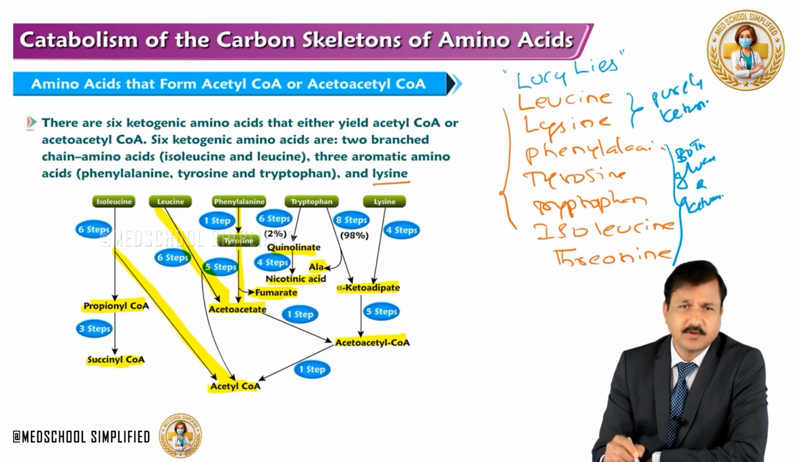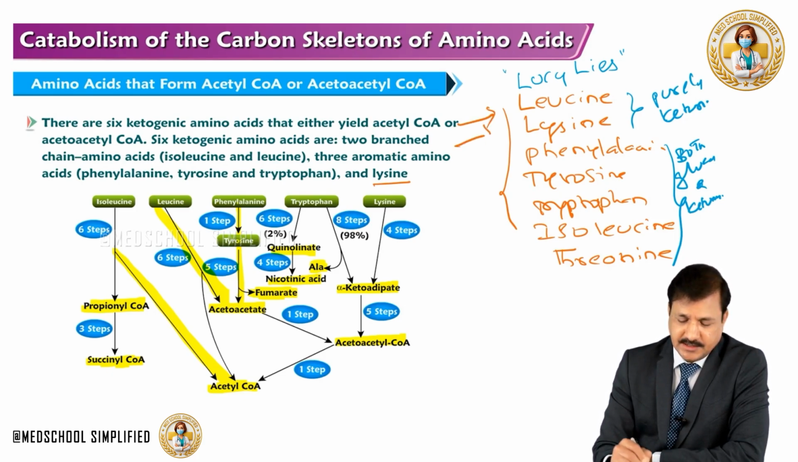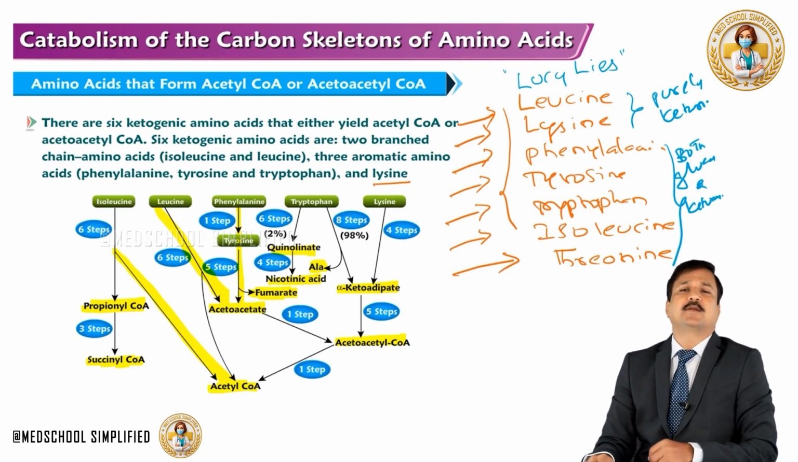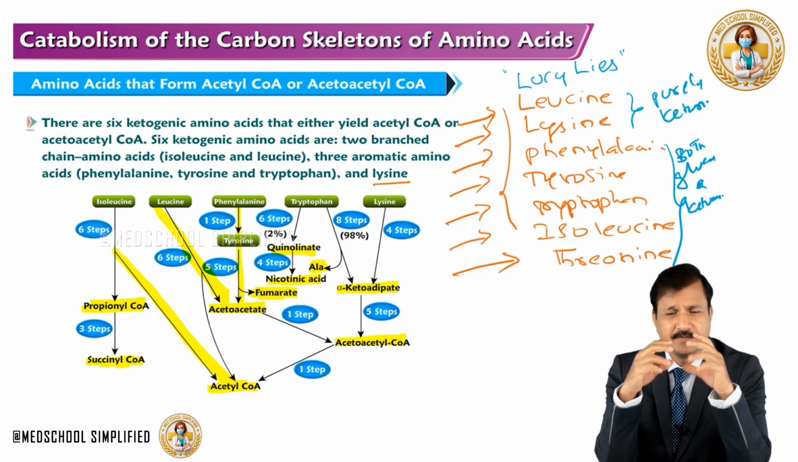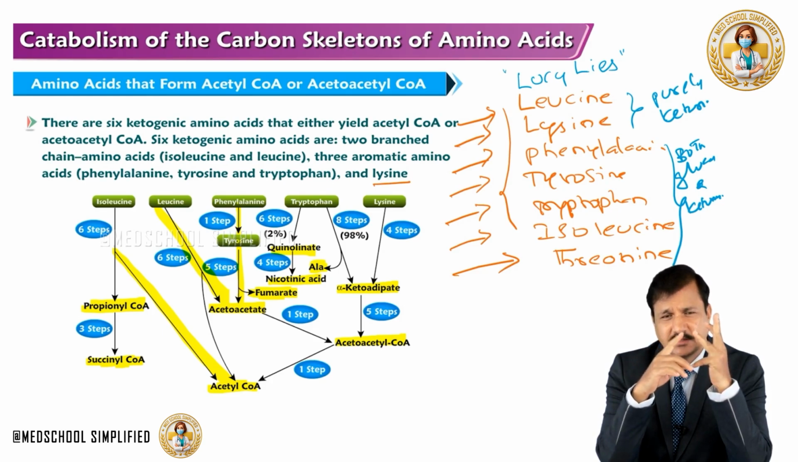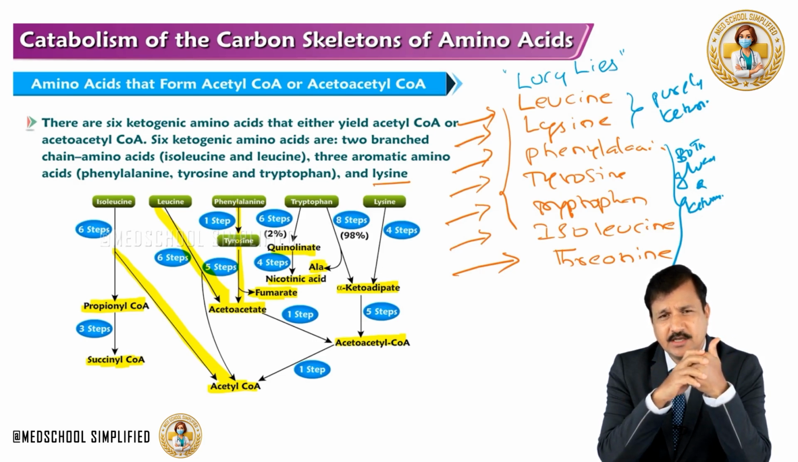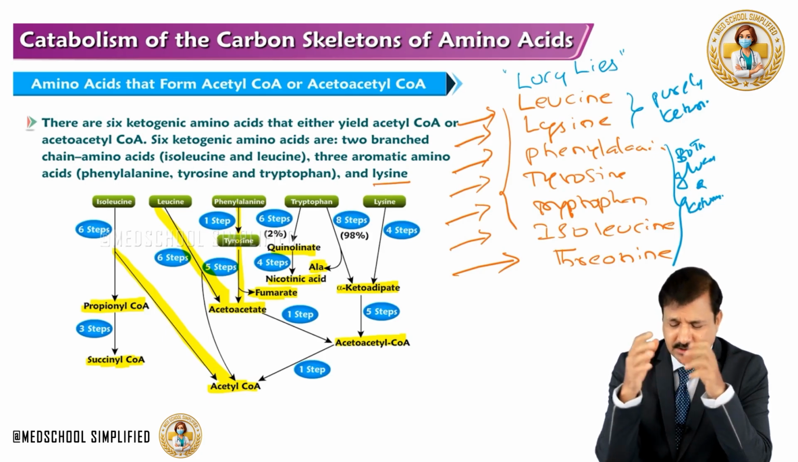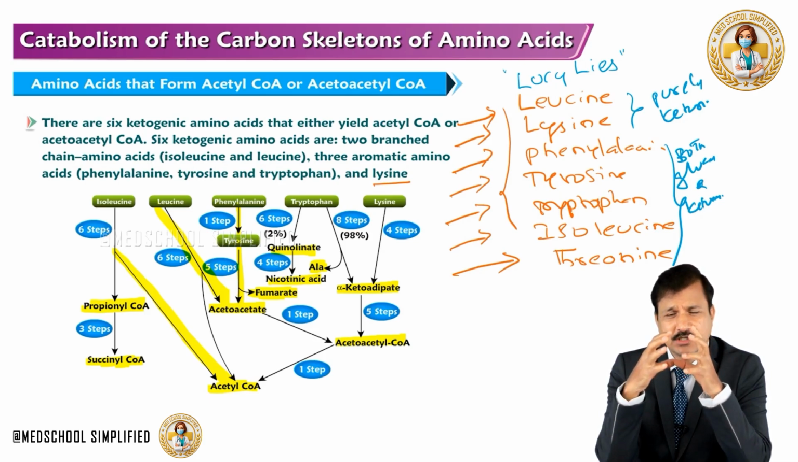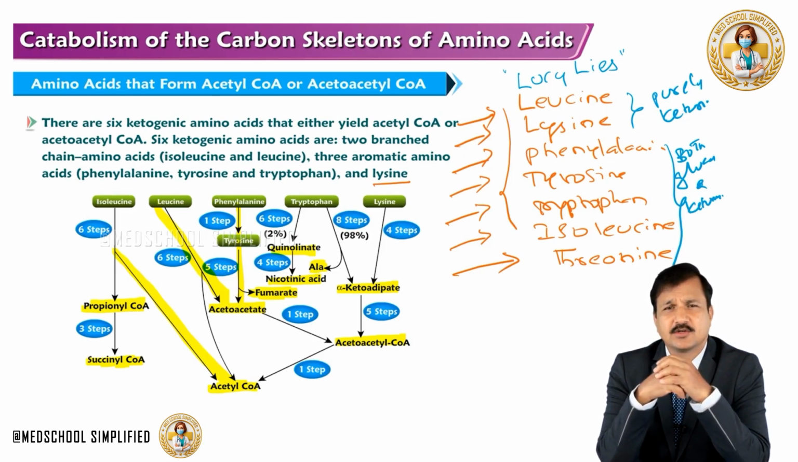So just to name all of them now together. We have leucine, lysine, phenylalanine, tyrosine, tryptophan, isoleucine and threonine. All of them can make ketone bodies. Within them, leucine and lysine are purely ketogenic amino acids, and then the 3 aromatic amino acids, phenylalanine, tyrosine and tryptophan, along with the branched chain amino acid isoleucine and the hydroxyl containing amino acid threonine, make both glucose and ketone body. So there are 5 amino acids which make both glucose and ketone body, glucogenic and ketogenic, and 2 amino acids will make only ketone bodies. Those are leucine and lysine.